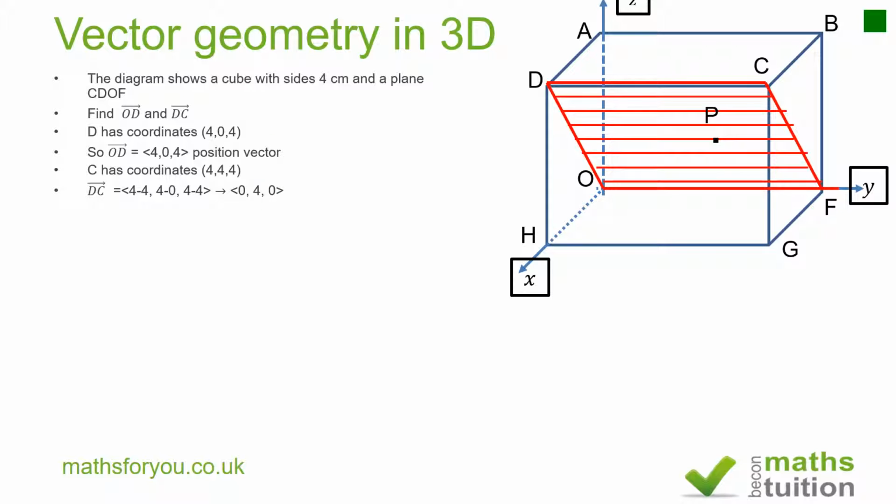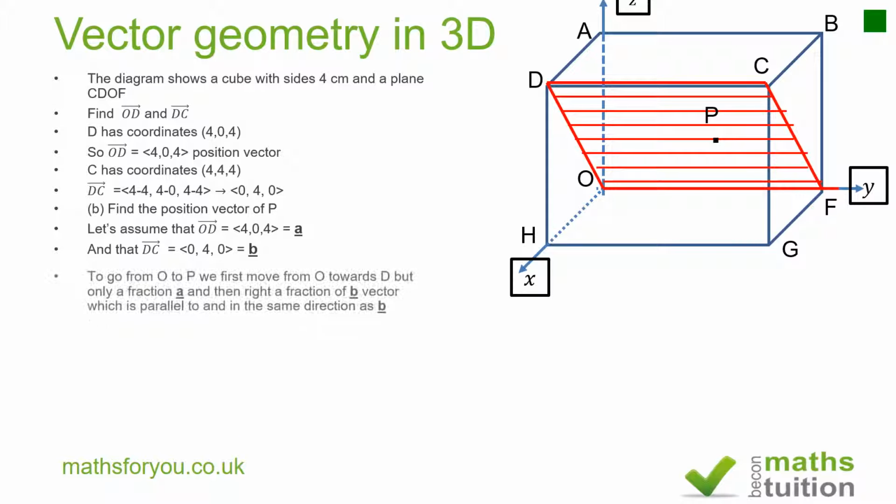Now for part B, it says find the position vector of P. Don't forget that for P here, we do not know the coordinates of the point P. So what I've done here is to give the vector OD a value of A and the vector DC a value of B. That will save me saying 4, 0, 4 all the time.